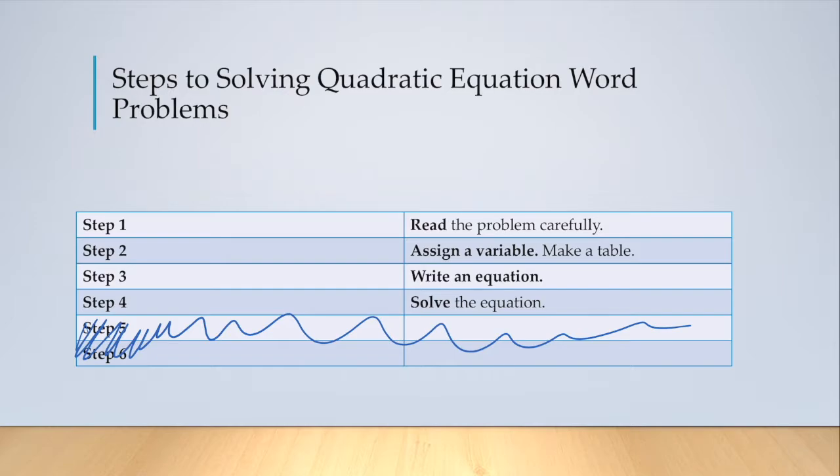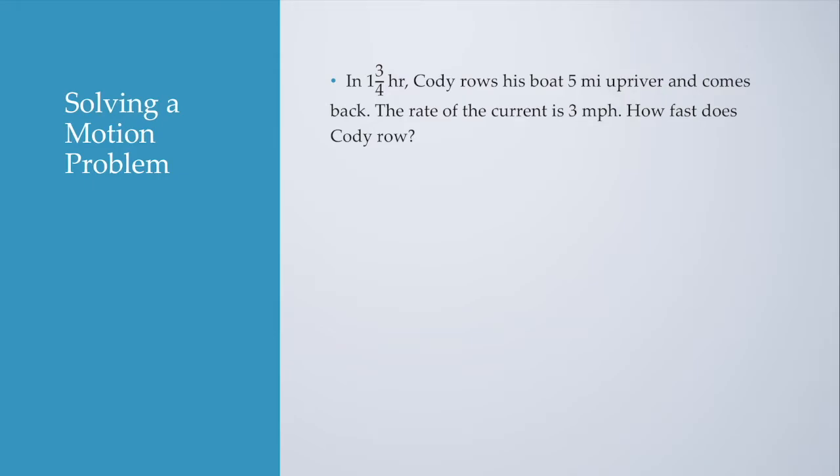So we're going to solve a couple problems. We have one involving motion and one involving work. For both of those, we are going to have to use the table method. So in 1 3/4 of an hour, Cody rows his boat 5 miles upriver and comes back. The rate of the current is 3 miles per hour. How fast does Cody row?